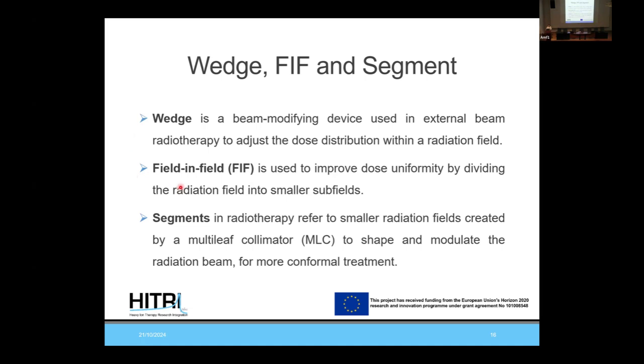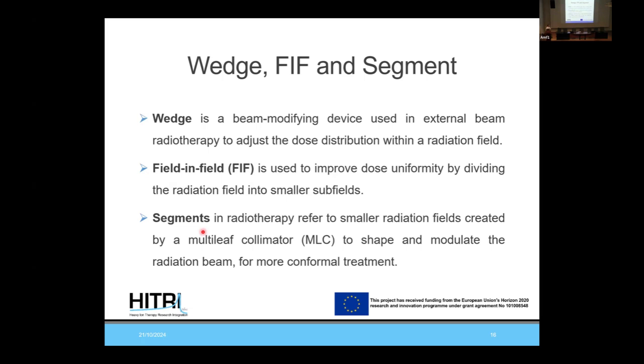After that, we have the field in field technique. It is used to improve dose uniformity by dividing the radiation field into smaller subfields. It's very useful if you are treating breast, if you have a plan for breast radiotherapy. And after that, segments. It's not the right thing to say, but it's a similar concept. It's small fields. It's not exactly, but if you want to understand, I will show you some images.